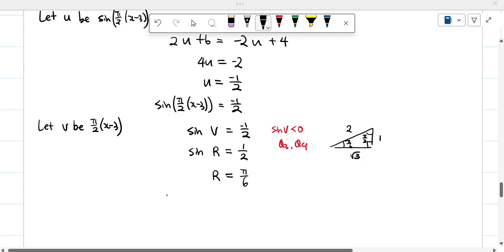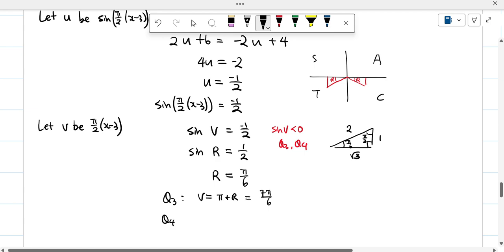So let's go to quadrant 3 first. In quadrant 3, my v is equal to pi plus the reference angle. I'm using ASTC, so sine is negative in quadrants 3 and 4. And in quadrant 3, my angle would be like this, so it's pi plus r. In this case, pi plus r would be pi plus pi over 6, so that's 7 pi over 6.